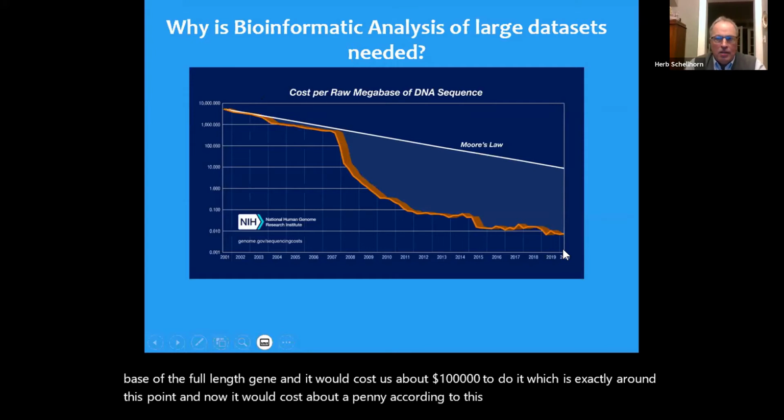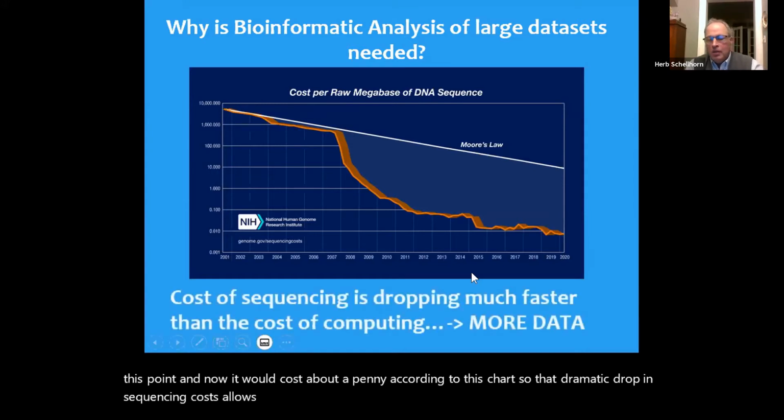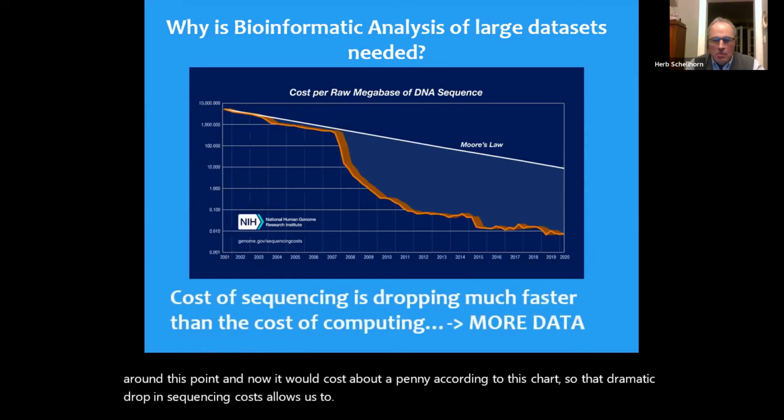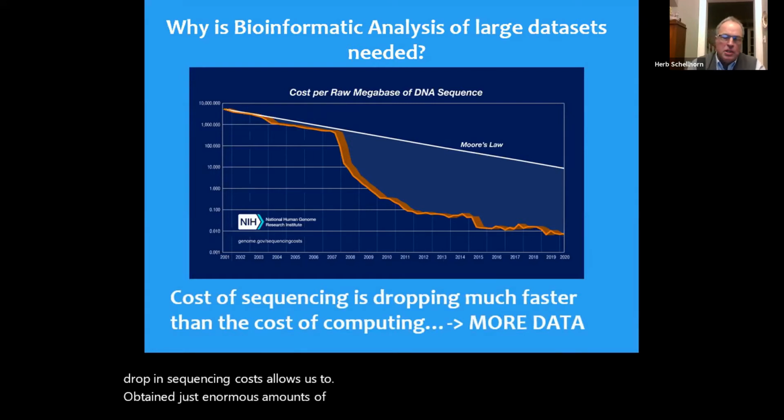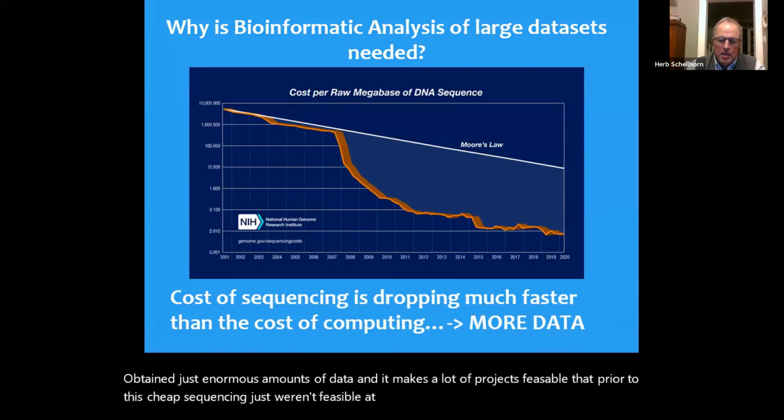So that dramatic drop in sequencing cost allows us to obtain just enormous amounts of data. And it makes a lot of projects feasible that prior to this cheap sequencing just weren't feasible at all. It would have been prohibitively expensive to do these experiments.